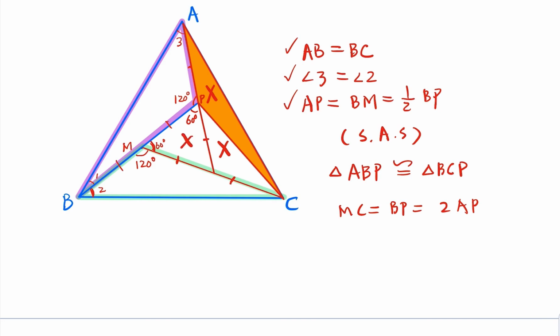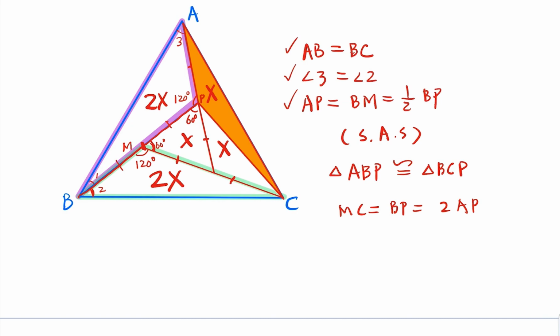Now, how about this bigger triangle? Again, we're going to use the same idea. M is a midpoint here, right? So this base here, BM, equals MP. So we claim that this must be 2X, right, equal to each other. And since the highlighted triangle is congruent, this must also be 2X here.